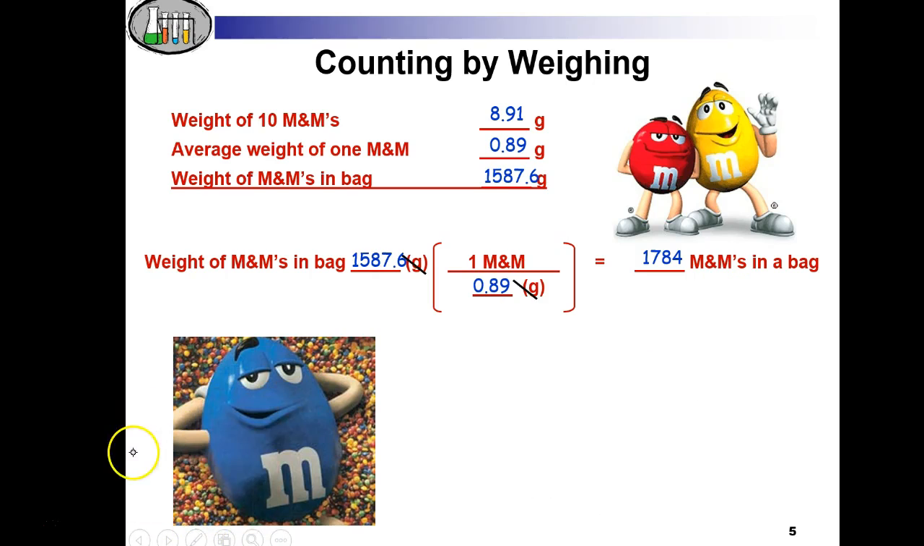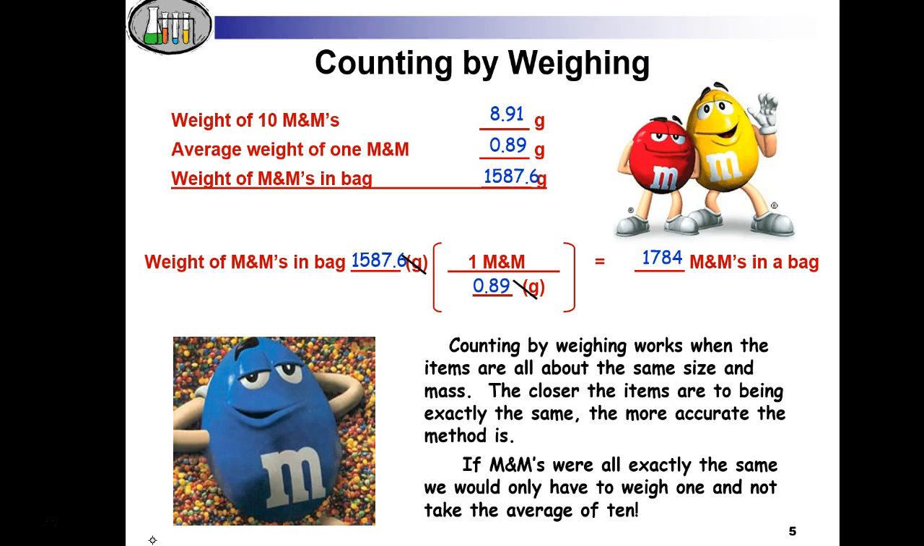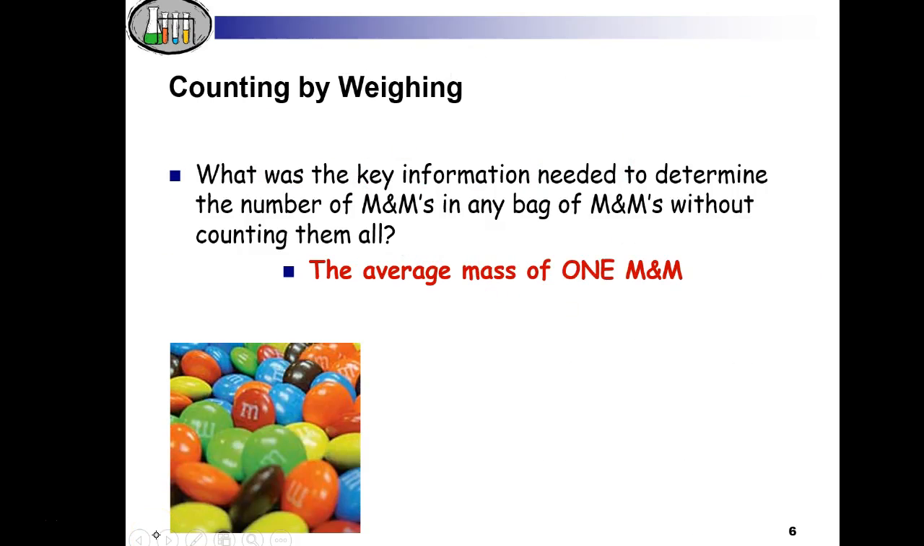So, counting by weighing works when items are all about the same size and mass. Now granted, the M&Ms, if you remember when we did the lab with the candy, are not all the same size. Some of them are chipped, some of them are deformed, but the closer they are to being exactly the same, the more accurate that number becomes. So this is an estimate of the average mass, because sometimes M&Ms don't weigh the same. But if we're talking about atoms, they are all exactly the same. We wouldn't have to take an average of 10. We know exactly what they weigh.